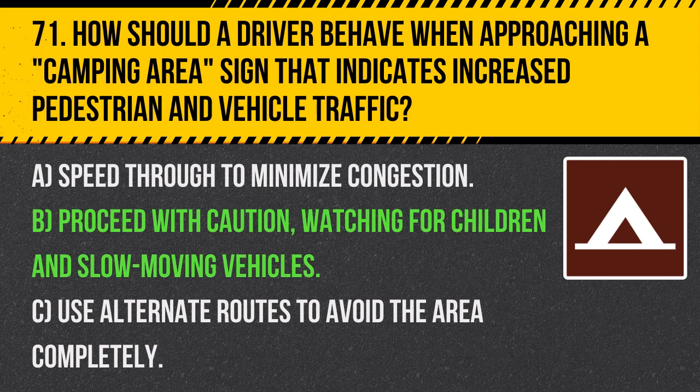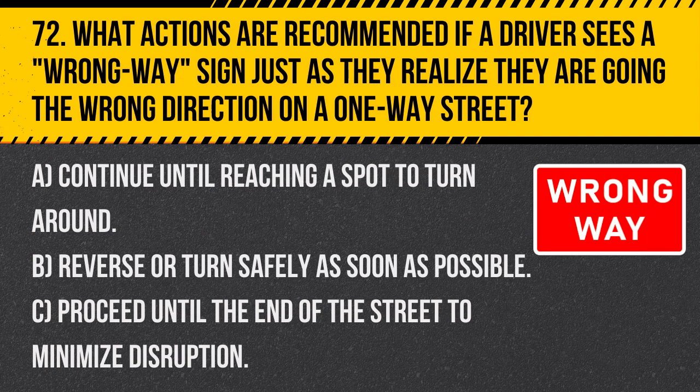Answer: B. Proceed with caution, watching for children and slow-moving vehicles. Areas with high pedestrian traffic require extra vigilance to ensure safety. Question 72. What actions are recommended if a driver sees a wrong-way sign just as they realize they are going the wrong direction on a one-way street?